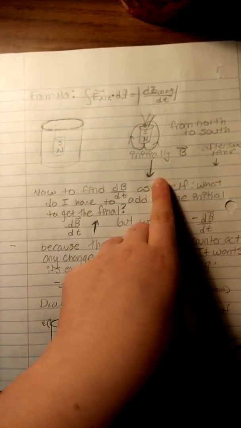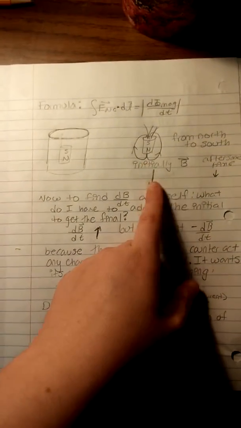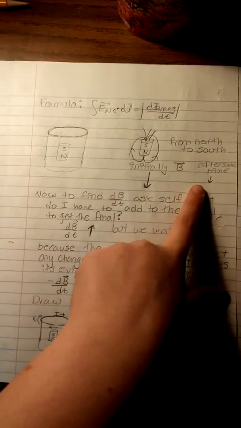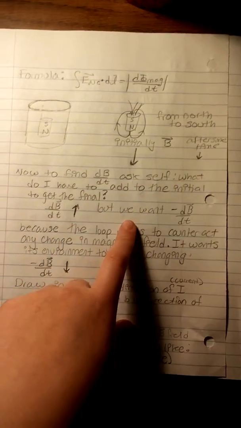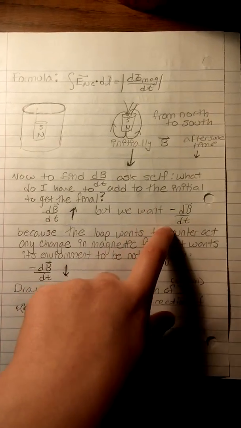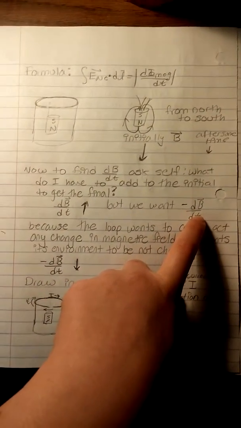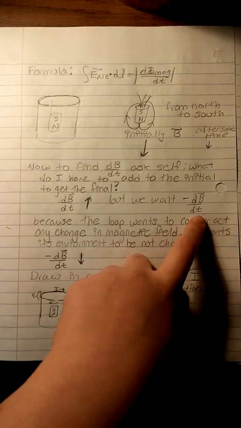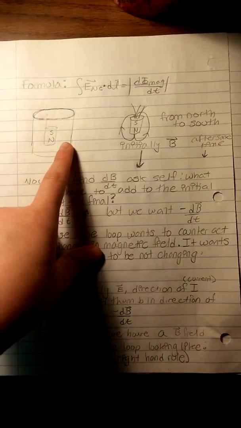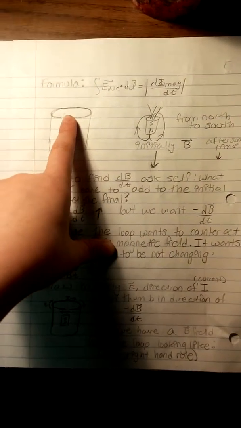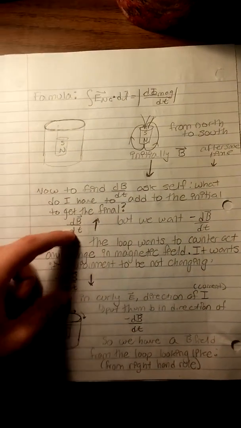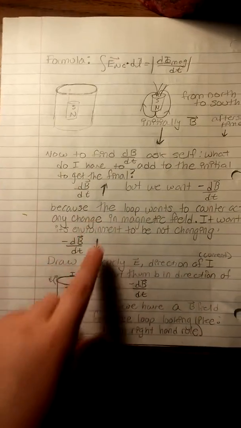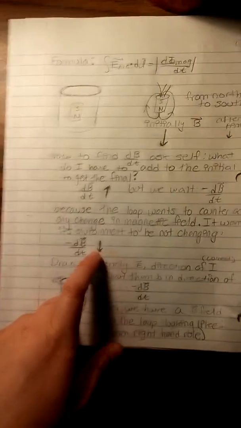And so what we have to do is ask ourselves, what do we have to add to the initial to get to the final? Well, the answer is you have to get one that points up, because the field is getting smaller. But we want the negative dB/dt to find our curly electric field, because, as we said before, this loop does not like the change. It doesn't like any change, so it wants to counteract this change. So negative dB/dt is going down.